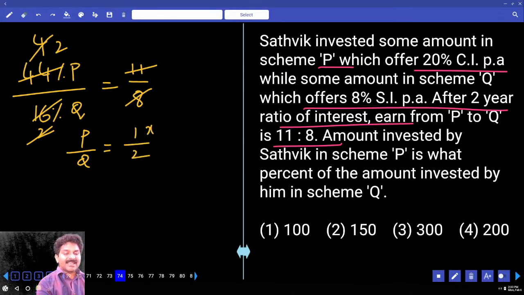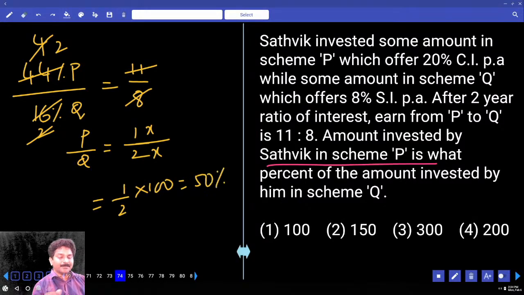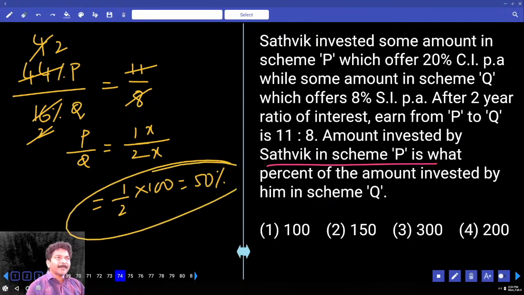So we can say P is equal to X and Q is equal to 2X. The question is, the amount invested by Satvik in scheme P is what percent of the amount invested by him in scheme Q, which is 1 out of 2 into 100, which is 50%. Correct? Q's investment is 2X, P's investment is X, which is half. Half in the sense 50%. You don't have to use this step. Got it?